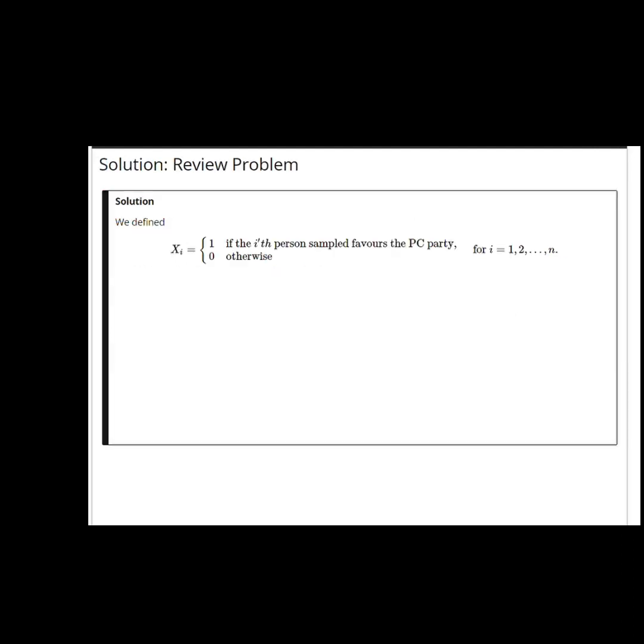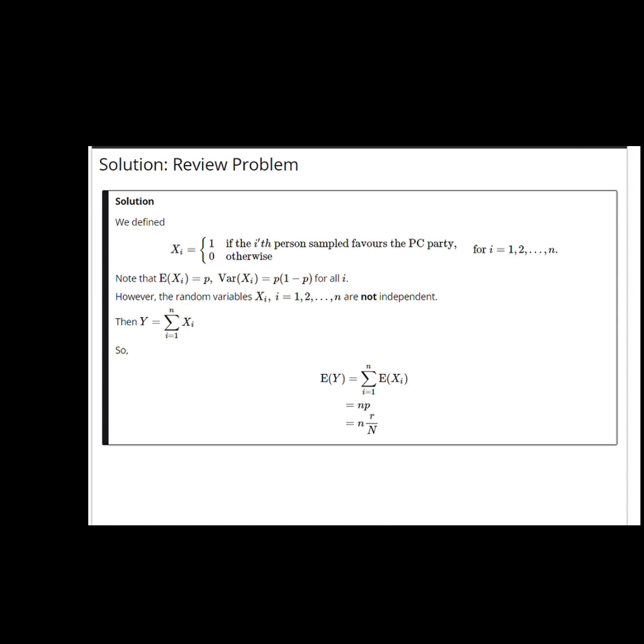Solution. Recall the definition of the indicator random variable xi. The probability an individual favors the PC party is called little p, or r over N. So the expected value of xi is p, and the variance of xi is p times 1 minus p. Once again, however, because we're sampling without replacement, the random variables xi are not independent of one another. And the total number of PC supporters, y, is the sum of xi, i goes from 1 up to n. So, as before, the expected value of the sum is the sum of the expected values, which is little n times p, or n times r over capital N.